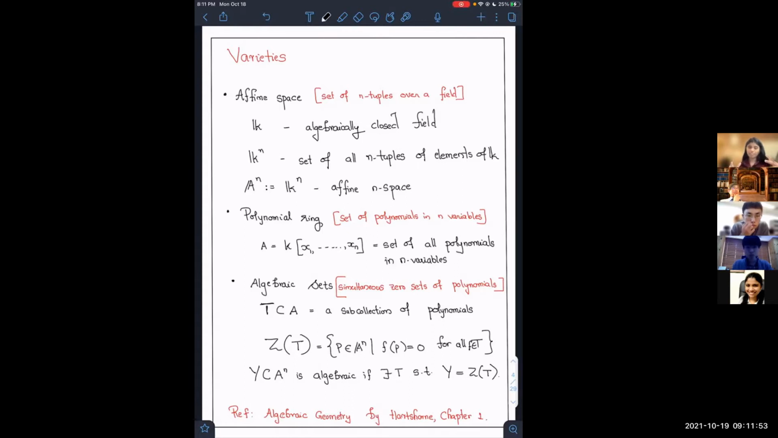So it's basically the simultaneous zero set of all the polynomials in the subcollection that we are taking. If we take any subset of this affine space, it is called an algebraic set if there exists a subcollection of polynomials such that this set is the zero set of that. In the analogy that we were talking about, if it is the graph of some collection of polynomials, or intersection of graphs to be more precise, then that set is what we call an algebraic set, okay? Because this is the object we kind of want to study, right?